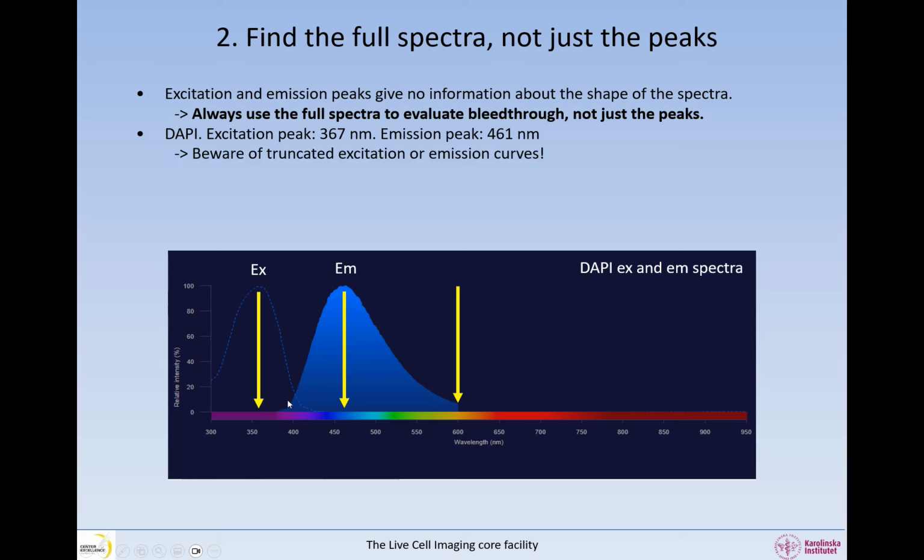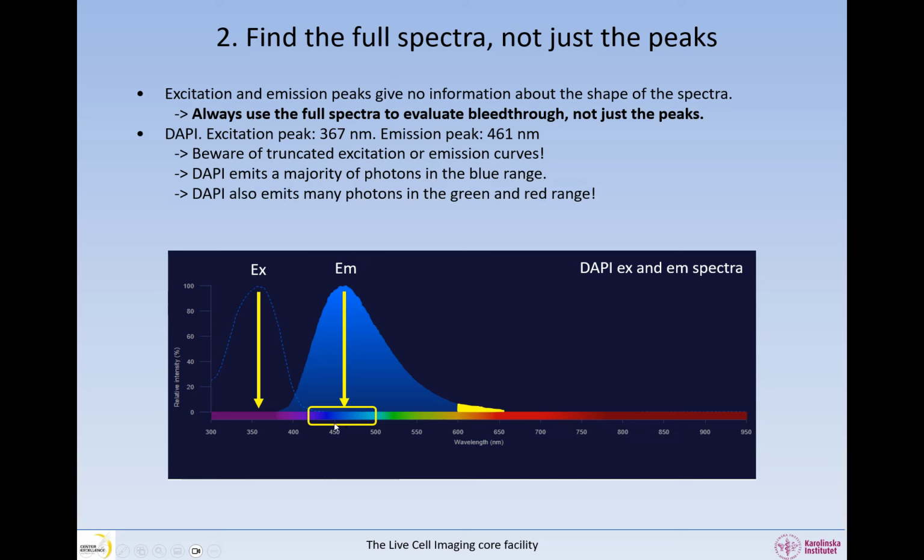One thing that you want to do when you see this type of spectra where the curve is truncated is that you want to fill it in, because this just means that the person who has measured the spectrum has stopped measuring, but clearly the spectrum would keep on going. What you can see in here is that DAPI emits a majority of its photons in the blue range. It also emits many photons in the green and in the red range. About a third of the photons that DAPI emits are not blue.